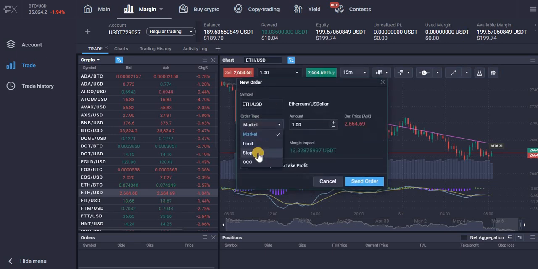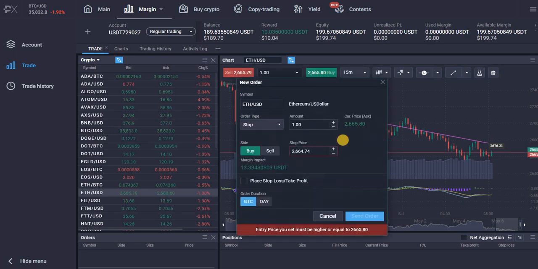You can also select your stop limit. In trading, you use stop limit when you want to buy above the current price or when you want to sell below the current price. Stop limit is what traders use to enter or exit a position when the market has a good amount of volatility. That's basically how you use stop limit.